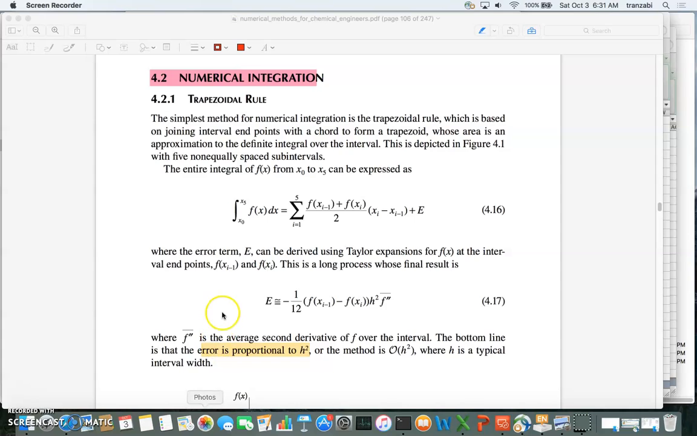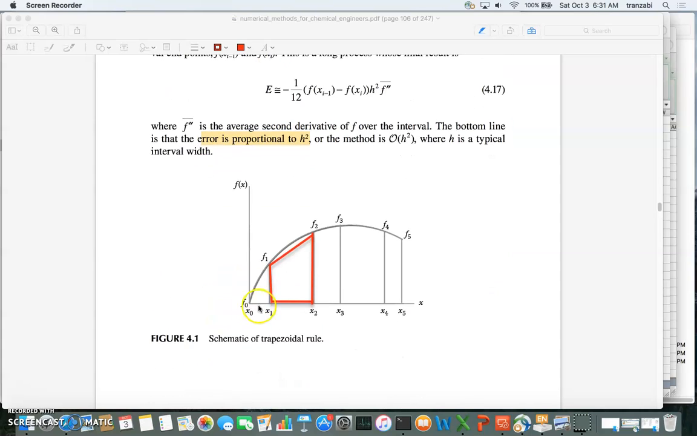Imagine we have a function like f of x shown in this figure. This is f of x. I have a curve like this. So I have x as the horizontal axis, f of x is the vertical axis. And my goal is to calculate the area under the curve from x0 all the way to x5. That exactly means calculating the integral of the curve from x0 to x5.